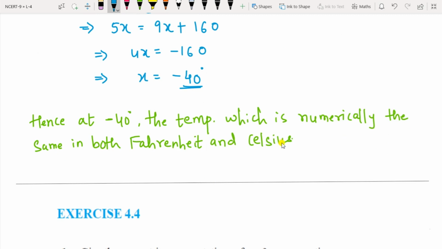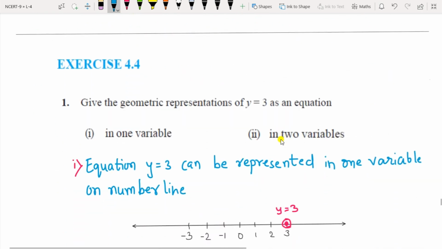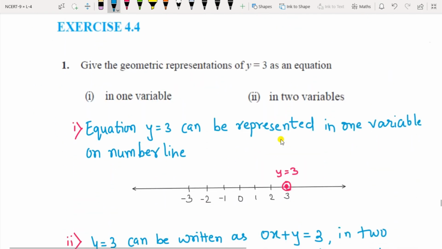So this was all about exercise 4.3. Now let us see exercise 4.4. Only two questions are there in exercise 4.4. Equation is given as y equal to 3. You have to represent it in one variable and in two variables also.